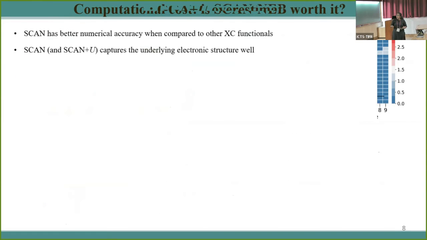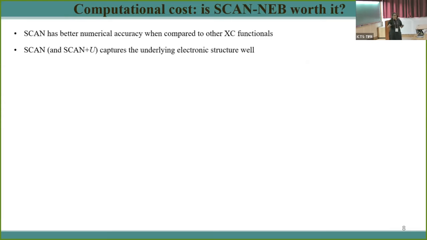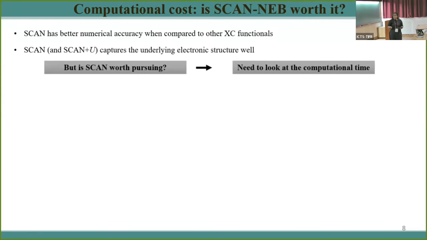Some of the common observations, on analyzing all the systems that were taken for our study: we found SCAN to have a better numerical accuracy. SCAN and SCAN+U tend to capture the on-site magnetic moments better, and they don't depend on the nature of the material. And when we take a look at these kinds of changes, we can also say that SCAN predicts the electronic structure better. But does this all mean that SCAN is a worthwhile functional to pursue?